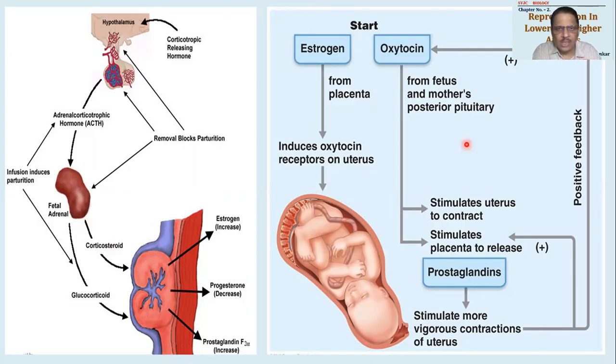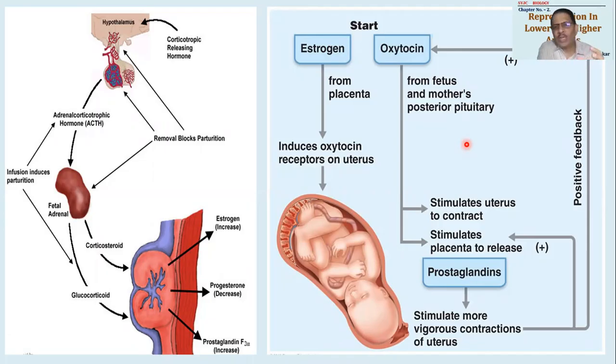The pituitary gland of the fetus releases ACTH. ACTH affects the adrenal cortex. The adrenal cortex of the fetus will secrete corticoids. Corticoids will try to cross the placental border, and they will also affect the placenta. Whenever they affect the placenta, the placenta will start increasing estrogen, decreasing progesterone, and increasing prostaglandin hormones.